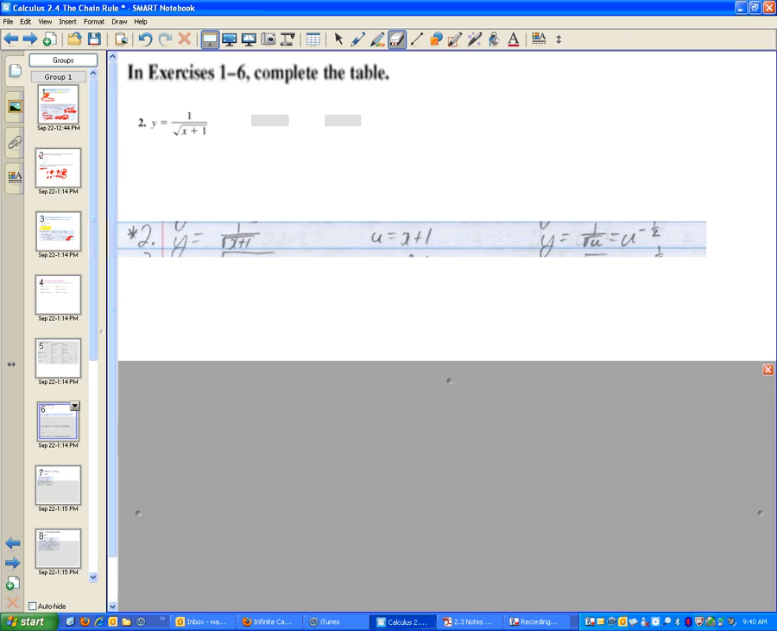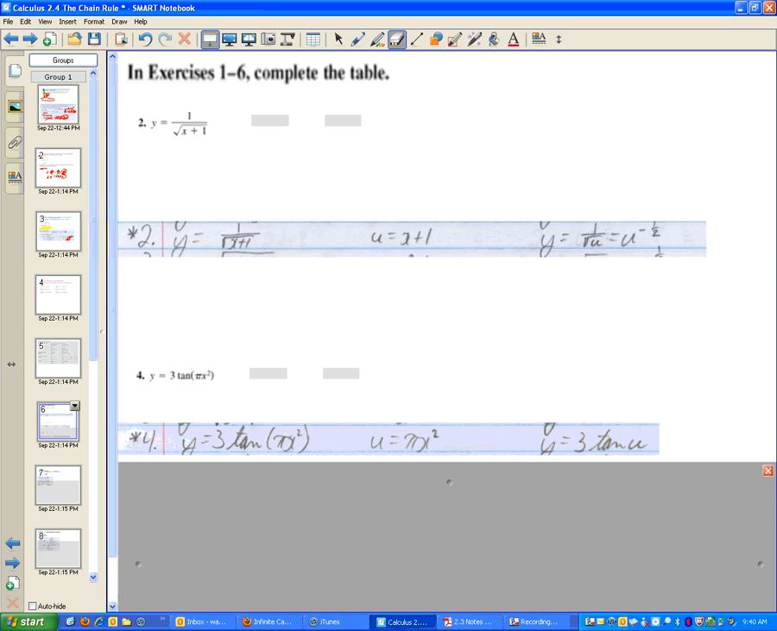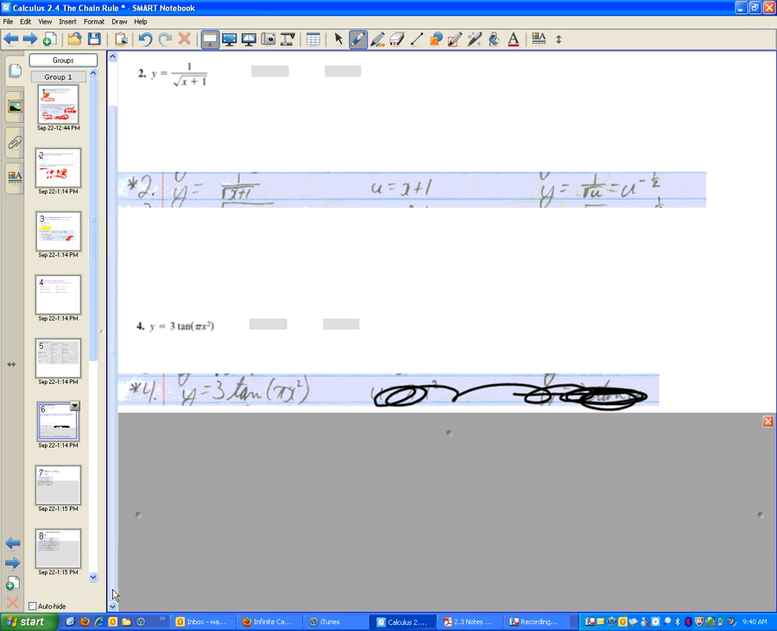Let's try number 4. All right, y equals 3 times the tangent of pi x squared. I don't see any quantities with exponents on it. But one of the other things I need to look at is whenever I have trig functions involved, quite often the angle part, the theta part, is the u. It's not always, but quite often it is.